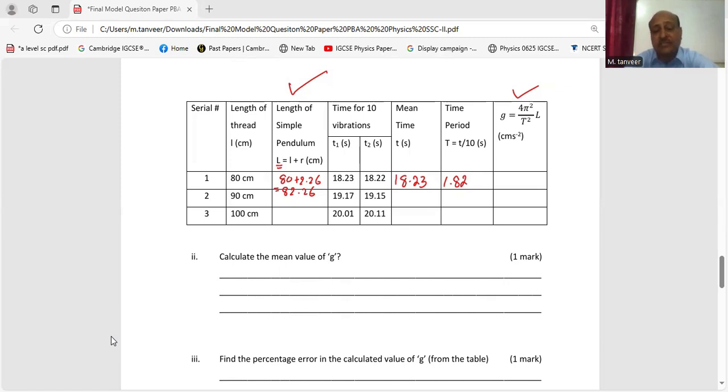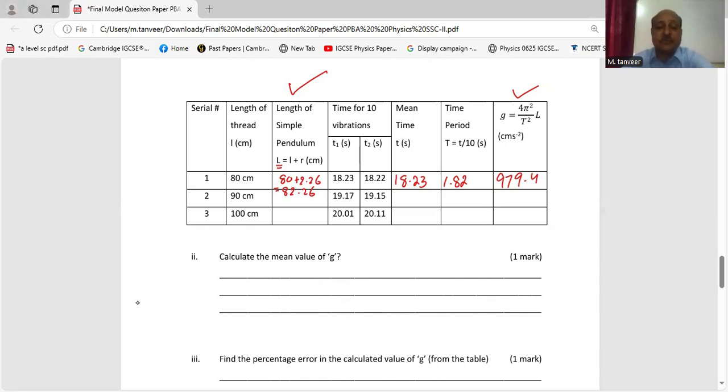Now you will divide by T square, capital T. This is your capital T, 1.82 square, 0.82 square. This will become 979.4 centimeter per second square.